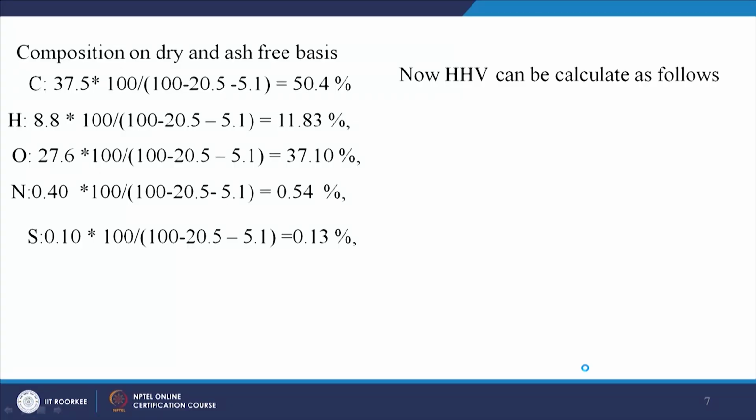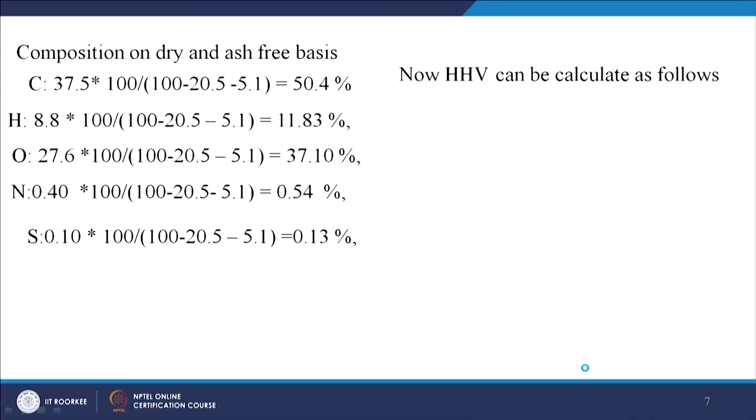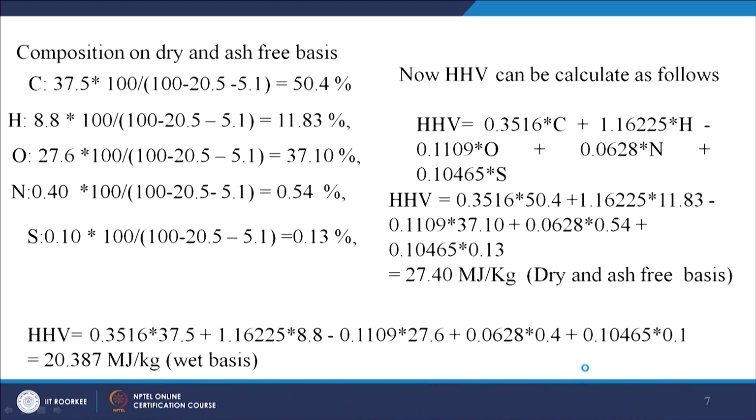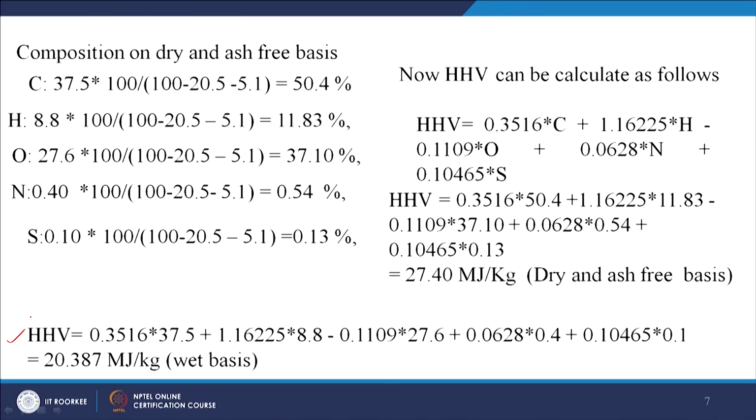Then we will see the heating value. If we want to see the heating value, we have to consider two different bases. As such, we can calculate the weight basis using the same composition provided in the statement. Otherwise, you have to convert it into the dry and ash-free basis. Then we will use the compositions of different elements in the HHV calculation expression. So, here we see compositions on dry and ash-free basis.